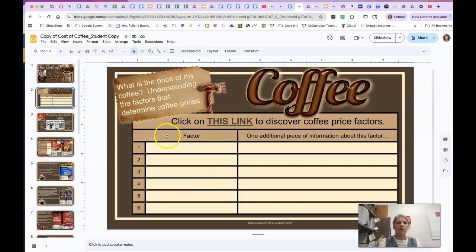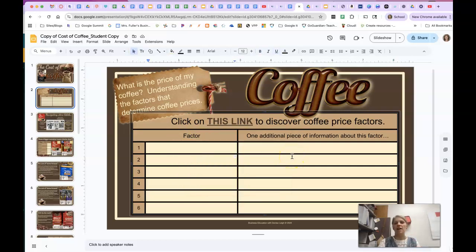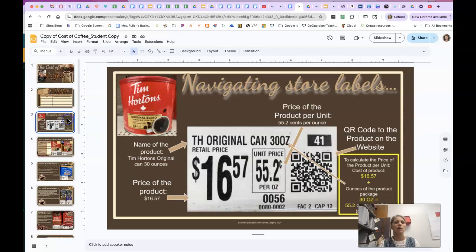And so here we're looking at what is the price of coffee and understanding what those factors are. So you're going to open up this link here, and that is where you're going to find all the different factors. So I'm looking for 6 factors, and then you should read what that means and give me one additional piece of information about it. So that you're using the link.